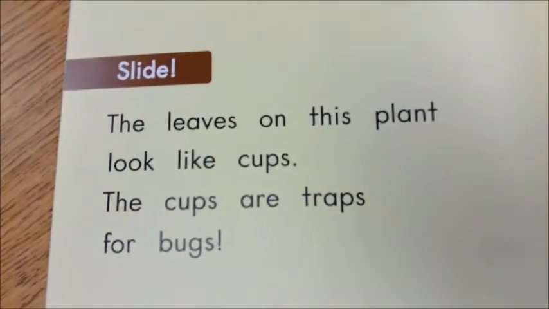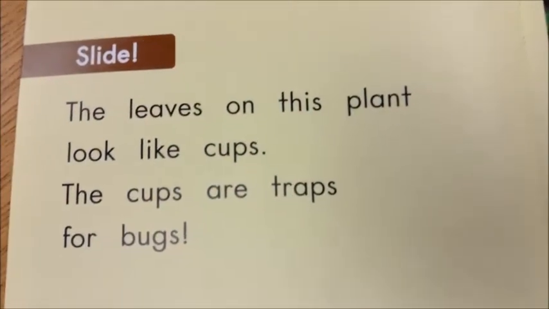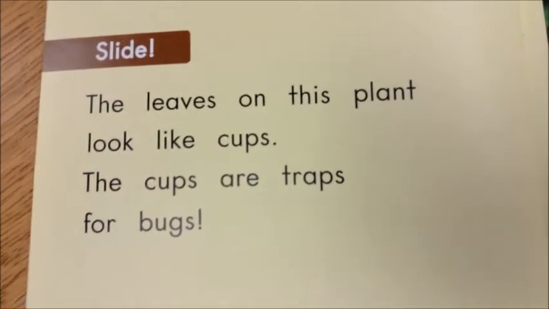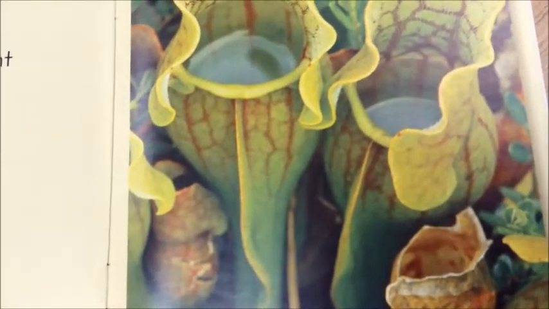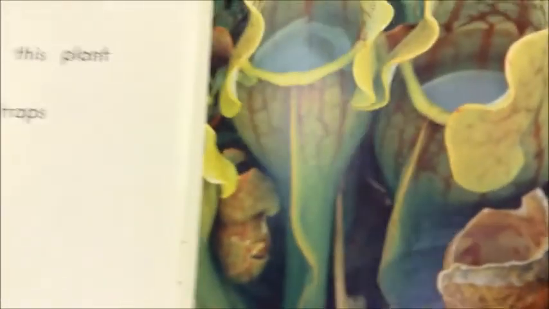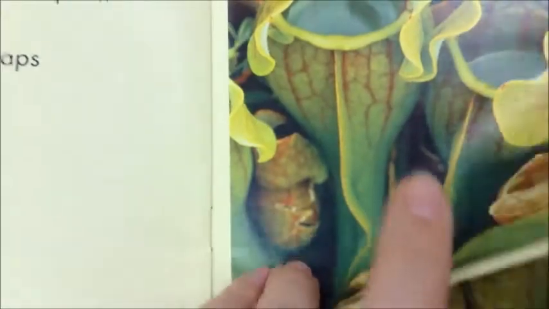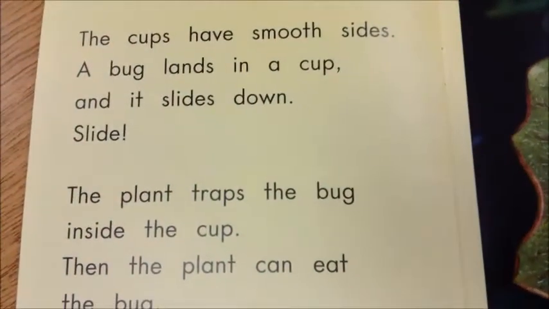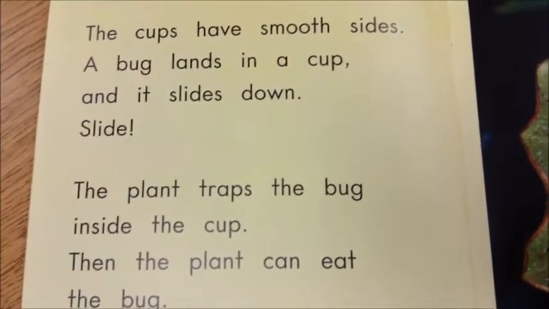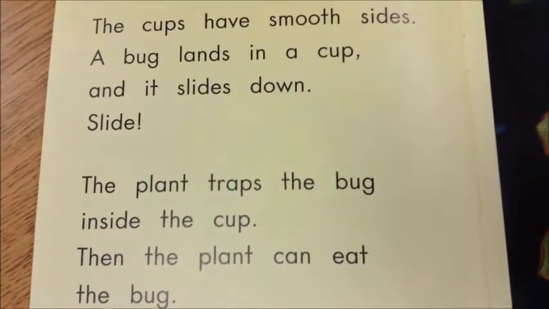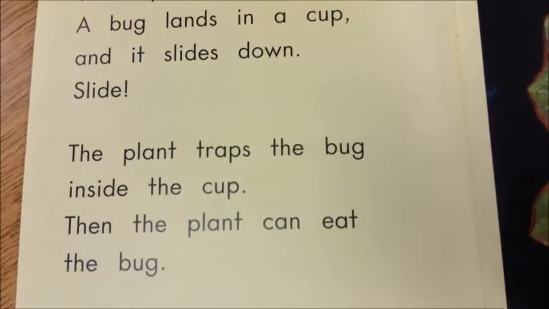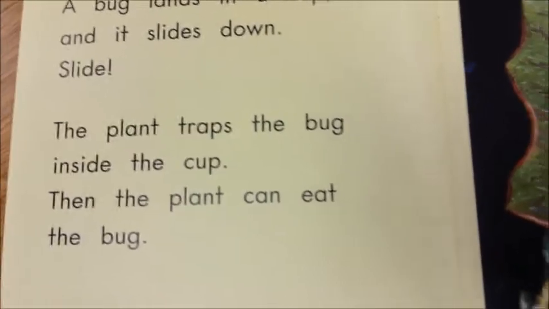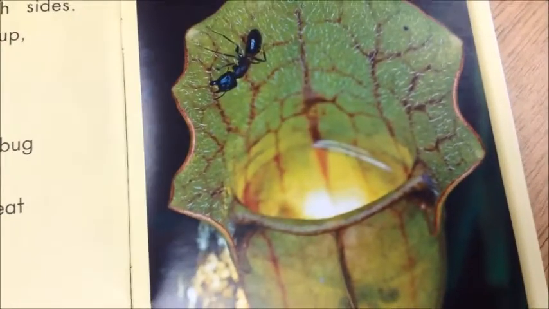Slide. The leaves on this plant look like cups. The cups are traps for bugs. The cups have smooth sides. A bug lands in a cup and it slides down. Slide. The plant traps the bug inside the cup. Then the plant can eat the bug.